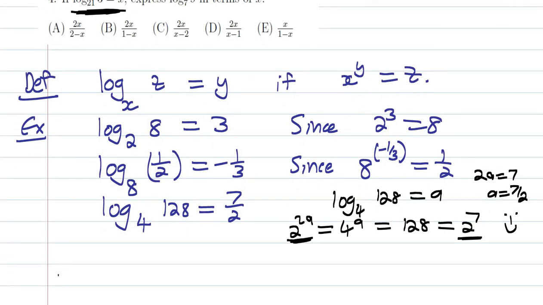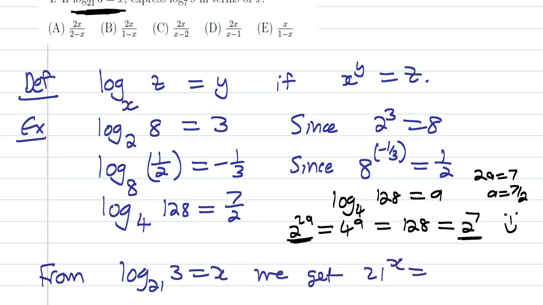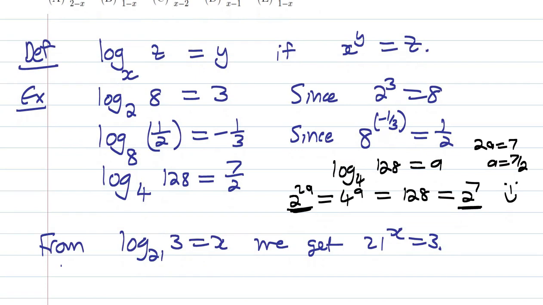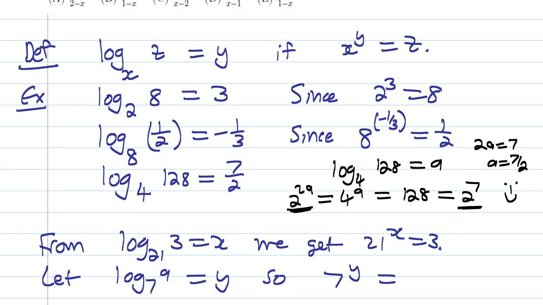Thank you, algebra. So this is the solution. From log base 21 of 3 equal to x, we get that 21 to the power x is equal to 3. Now I'm going to do the following. Let log base 7 of 9 equal y. So 7 to the power y is equal to 9.